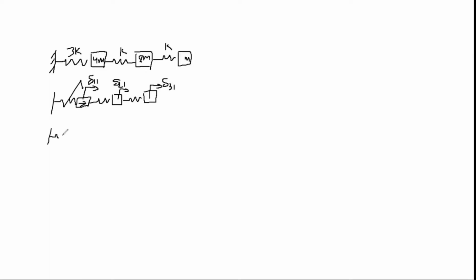Okay. Similarly, I will go with another case, applying unit load here at the second mass. So if I apply unit load here on the second mass, this would cause deflection here. This deflection would be the deflection at point 1 because of the unit load applied at point 2. This deflection would be the deflection at point 2 because of the unit load applied at point 2, and this would be the deflection at point 3 because of the load applied at point 2.